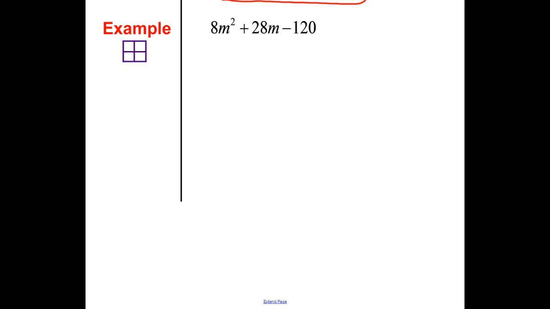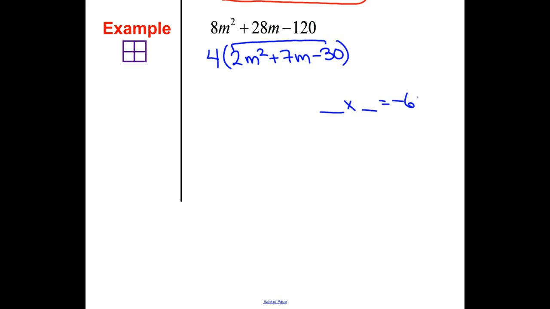So first thing, let's look for a greatest common factor. Greatest common factor of these is going to be 4. So we have 2m squared plus 7m minus 30. So now we look on the inside. What numbers multiply to equal negative 60, but then add to equal 7? If they're multiplying to be a negative number, we know that they need to be one positive, one negative. If they're adding to be a positive number, we know that the bigger number is positive. I'm going to do this one for you because it's going to be 12 and negative 5, not negative 15, negative 5.